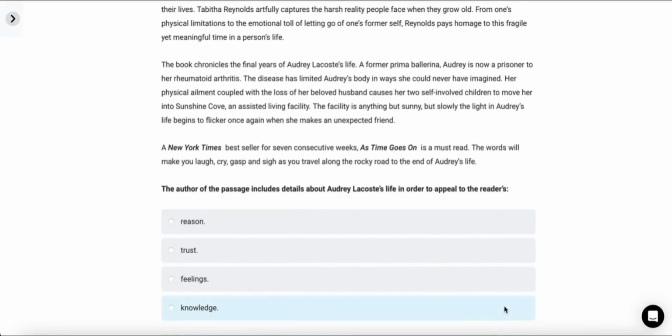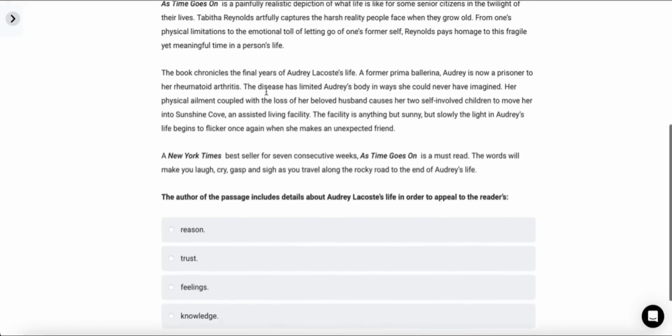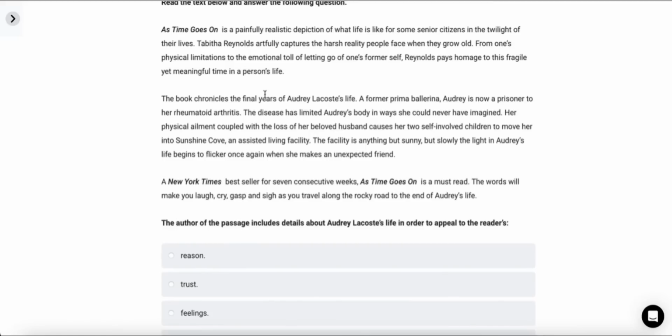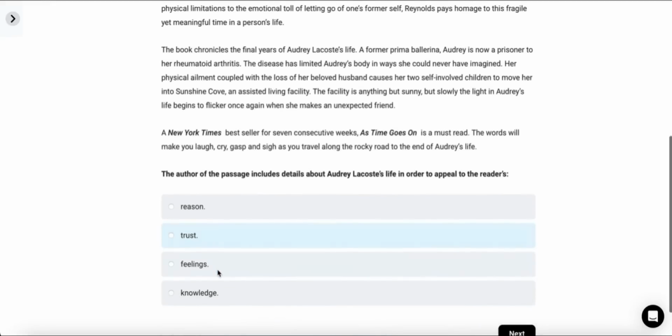The author of the passage includes details about Audrey Lacoste's life in order to appeal to the reader's reason, trust, feelings, or knowledge. There's nothing that's listed here that necessarily is providing a lot of facts. So reason necessarily isn't the case. There's nothing that involves a lot of logic or debate or knowledge necessarily. The closest thing is the rheumatoid arthritis, but it doesn't provide any specifics about the disease necessarily.